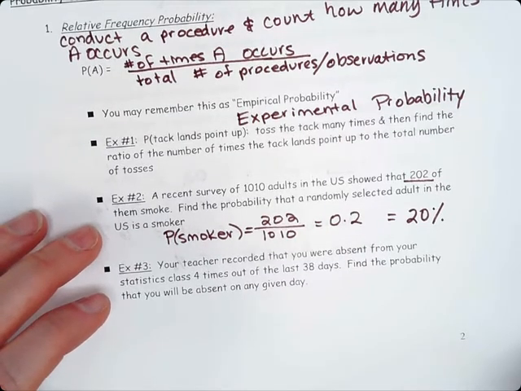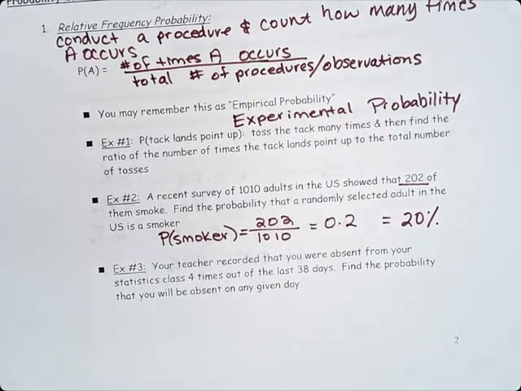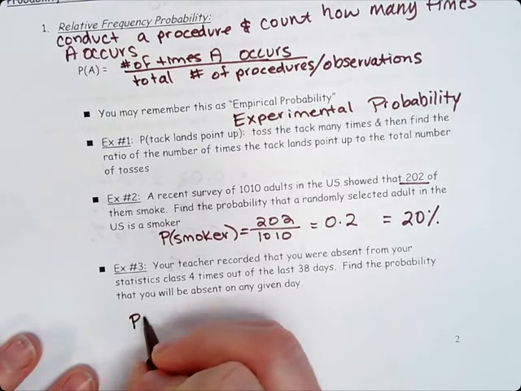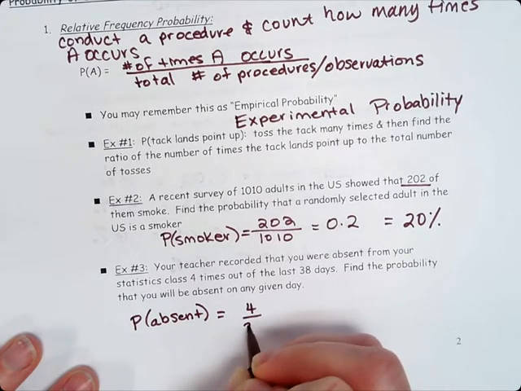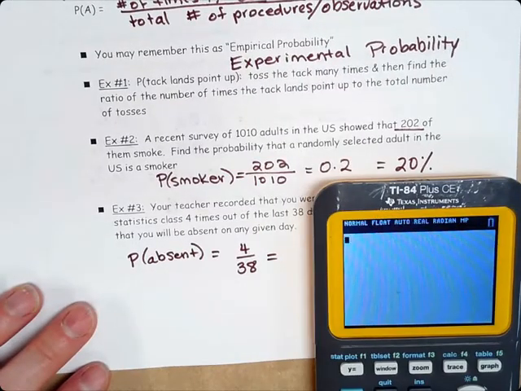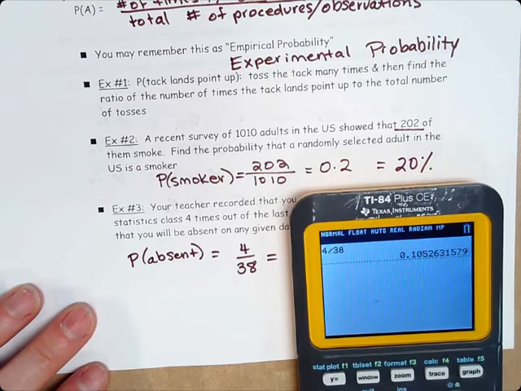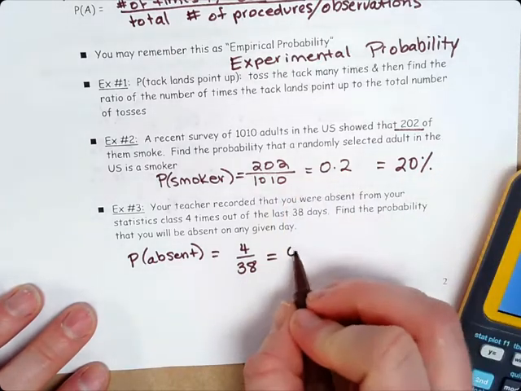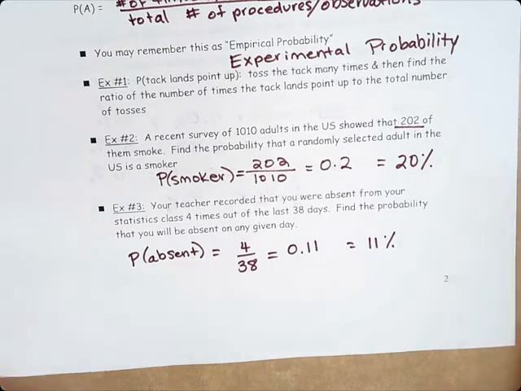Maybe not. Yeah. Okay, example 3, your teacher recorded that you were absent from statistics class 4 times out of the last 38 days. Find the probability that you were absent on any given day. So we need to round that. So that rounds to 11% probability.